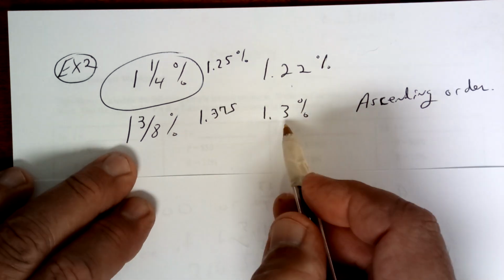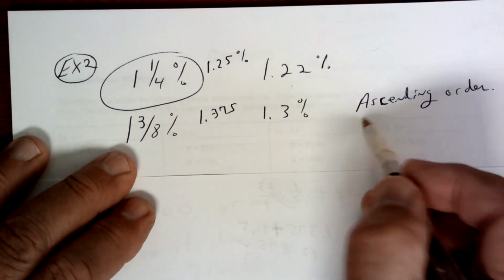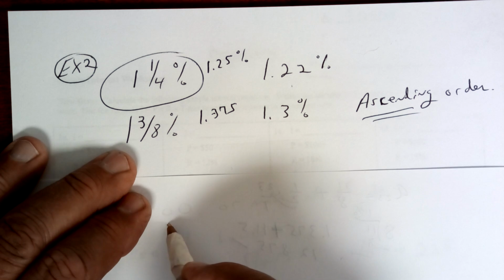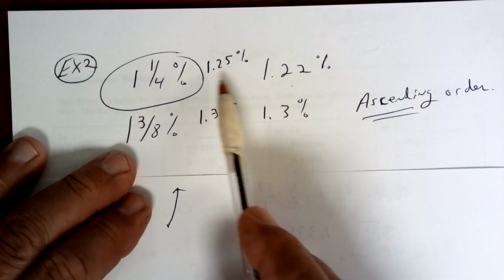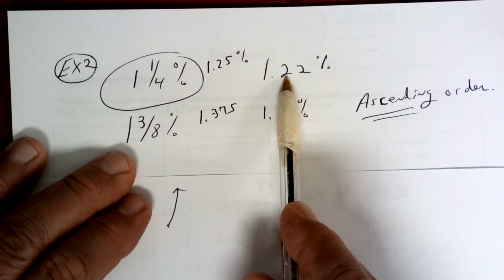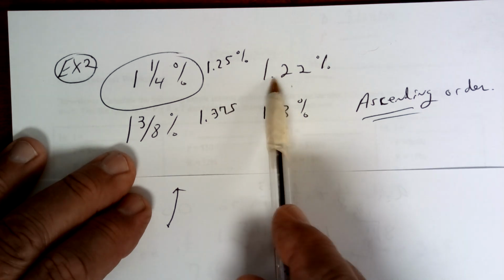This one is a bunch of 3s or 1.3 there. And they want it ascending. That means going from low to high. So which one's the smallest one? Okay, well look at how you do it. See how this one's 1.2 and this one's 1.2? So they're even. This is 0.25, but this one is 0.22. So this one would be smaller.